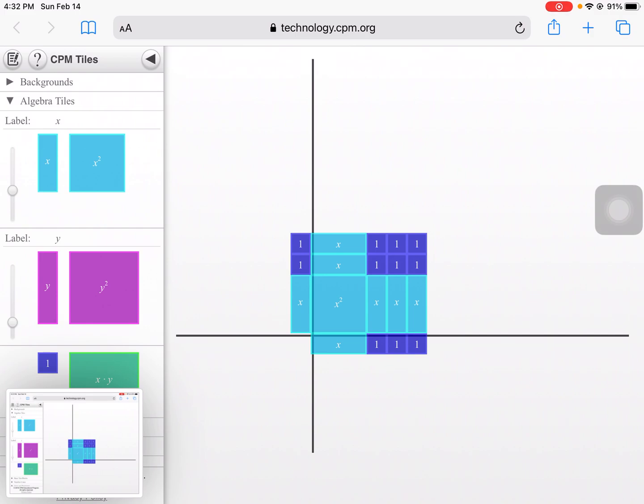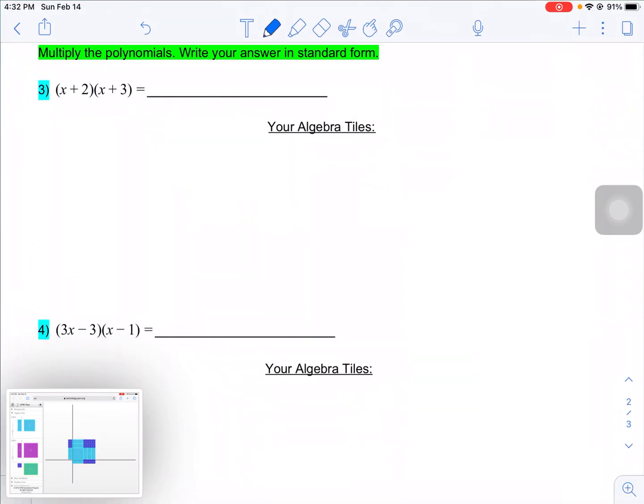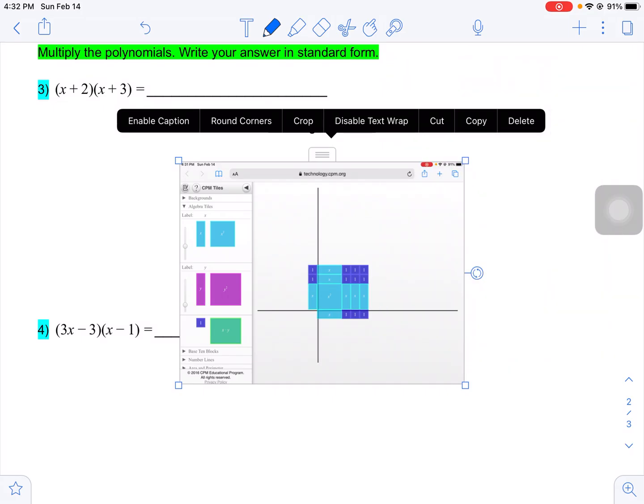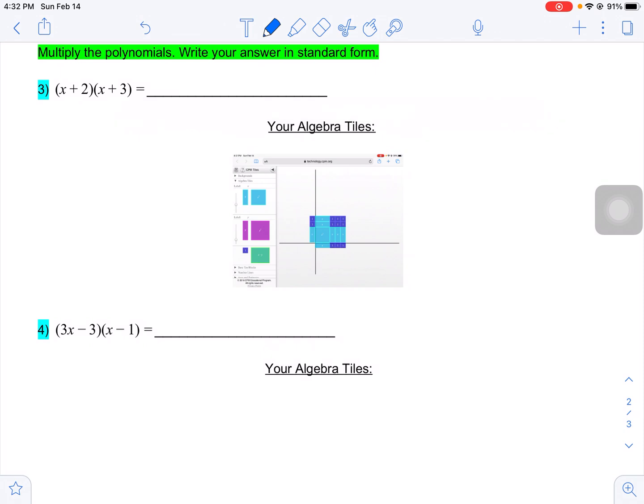So we'll screenshot it, bring it over to Notability, go to our photo library and add that where it says your algebra tiles. And then up here in the blank, this x plus 2 times x plus 3, we're going to write x squared. And then we have 5x tiles and 6 unit tiles. So just to show that we've done our algebra tiles correctly, we'll do this using algebra.